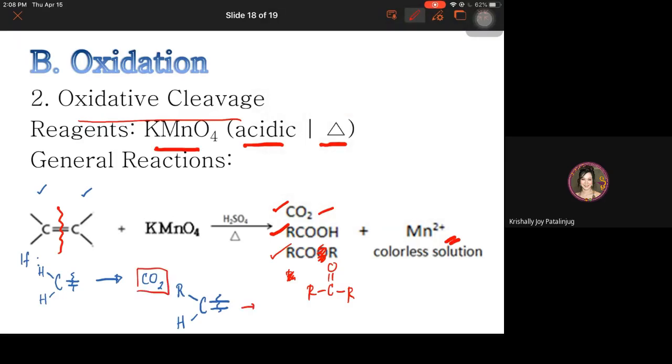What is a carboxylic acid? Carboxylic acid is RCO. Then the hydrogen part is the one that gets hydroxylized. The carbon and the hydrogen part get oxidized. So RCOOH, it is the same as in RCOOH.